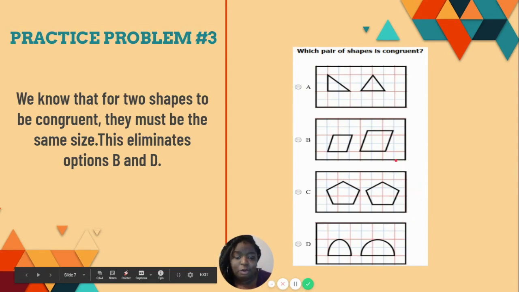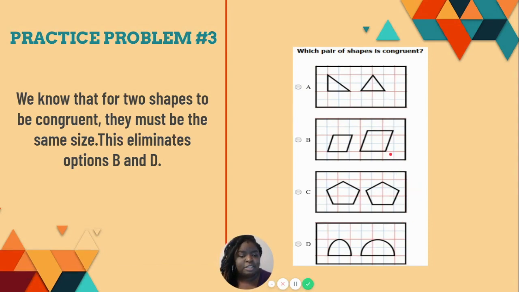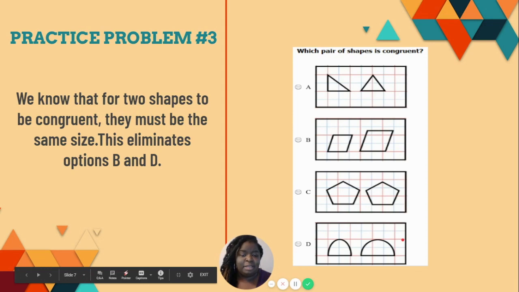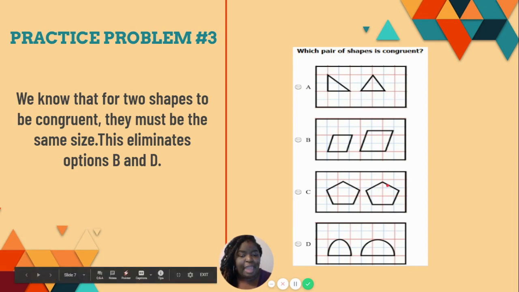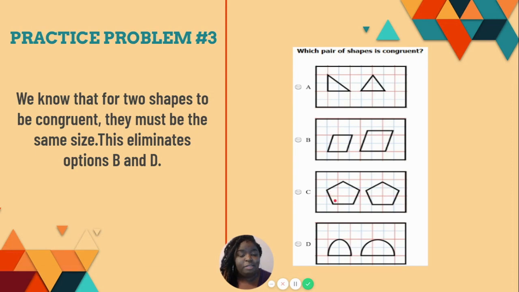So for things to be congruent, it has to be the same size. These are not the same size here, and these are not the same size here, and that's pretty evident. And then we're left with A and C. If we look at C, we can really tell that both of these shapes are very much congruent. Option A, we cannot say that. In option A, we have a right triangle and we have an equilateral triangle. So our option here is C.